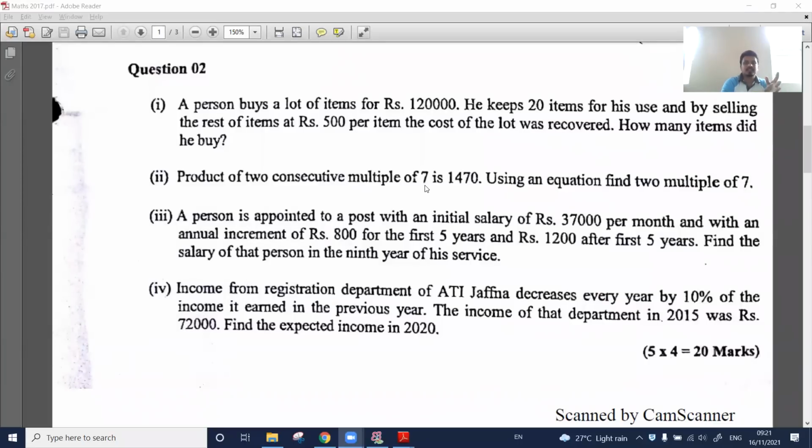7, 14, 21, 28, 35, 42, 49. Likewise, those are the multiples of 7.